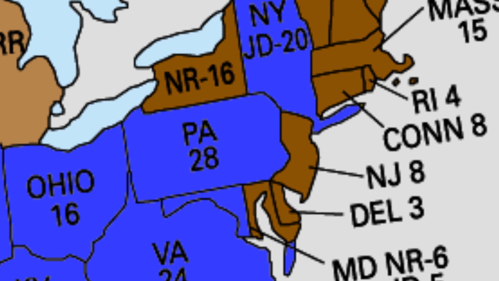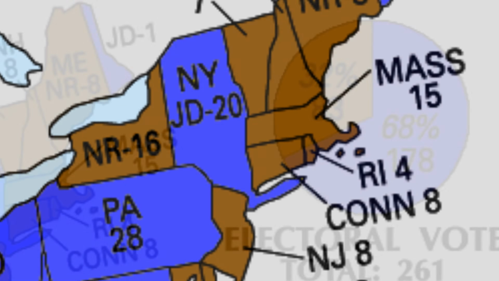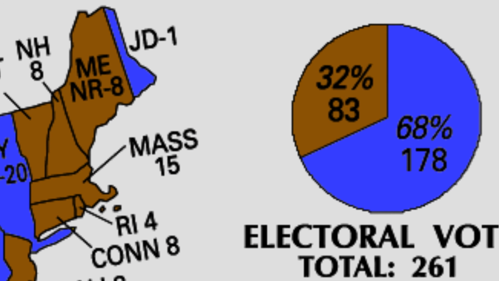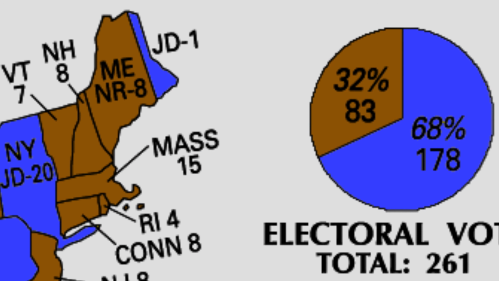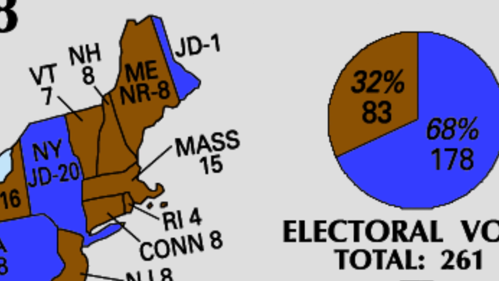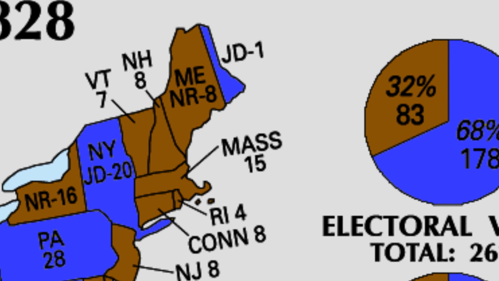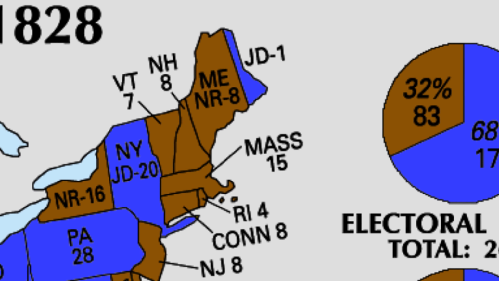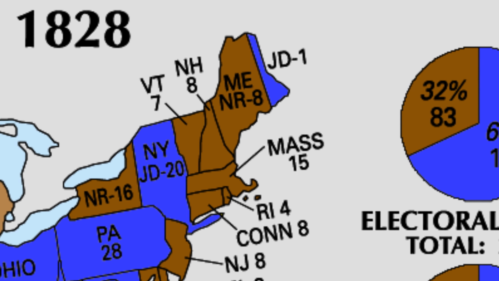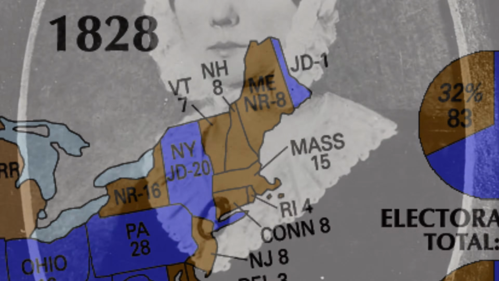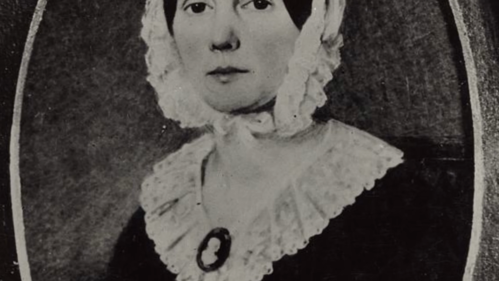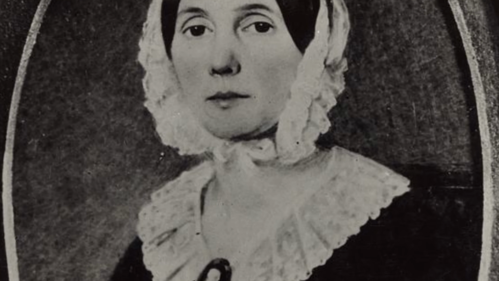Jackson won the Electoral College in a landslide vote of 178 to 83, and Calhoun retained his position as vice president. Calhoun and George Clinton are the only vice presidents to ever serve under two different presidents. Marring the beginning of Jackson's first term in office, it was John C. Calhoun's wife, Floride, who initiated a scandal referred to as the Petticoat Affair.